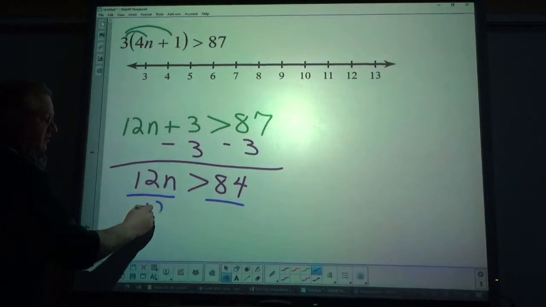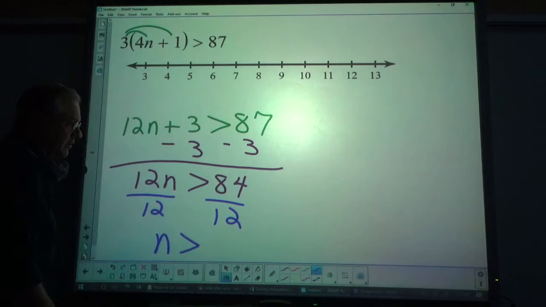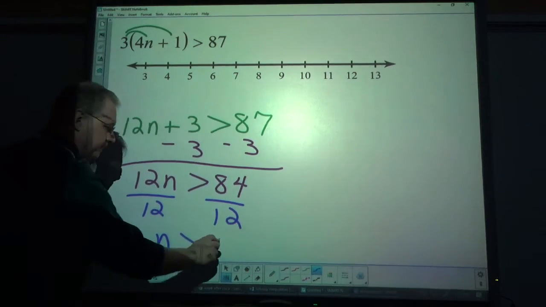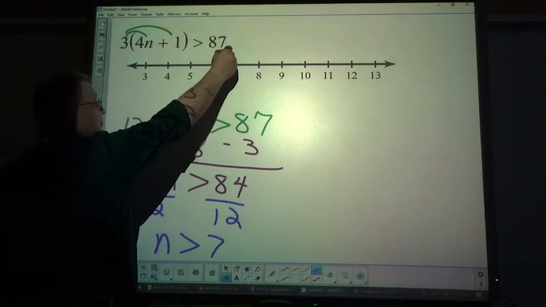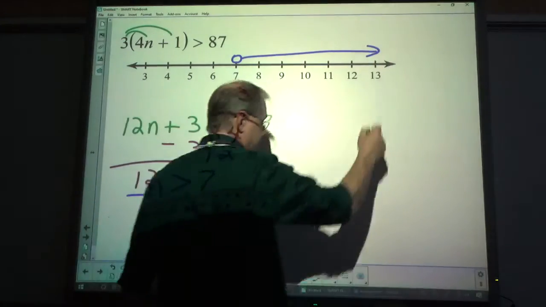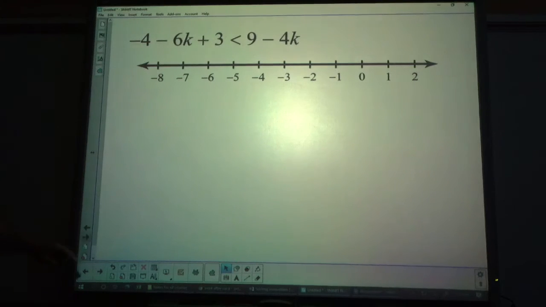Divide both sides by 12. N is greater than, let's see, what's that, 7, right? 7 times 12, 84, 70 and 14, yes. Okay, so open circle over 7, and an arrow in this case to the right. I think that's it for us. Nope, one more.